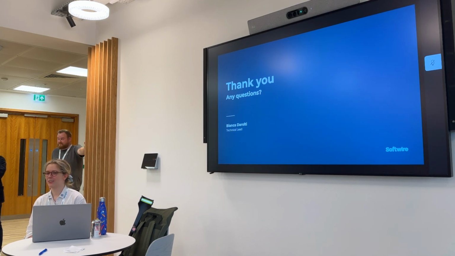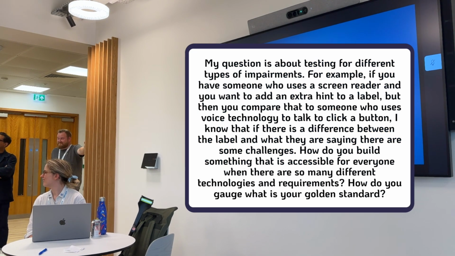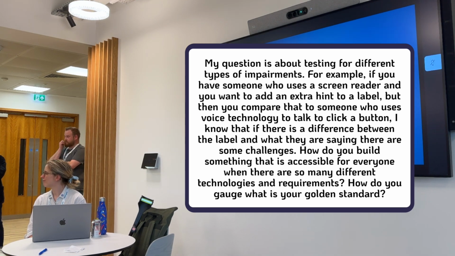Any more? Yes? Hello. So my question is about when you're testing for different types of impairments or challenges. So if you've got somebody that's, for example, a screen reader user and you want to add an extra hint or a label, but then you're comparing that with somebody who uses voice technology, so they'll talk and try to click a button. And I know that if there's a difference between the label and what they're saying, you come across some challenges. How do you build something that is accessible for everybody when there are so many different technologies that you can use with it, so many different requirements? How do you make that gauge of what's your golden standard?